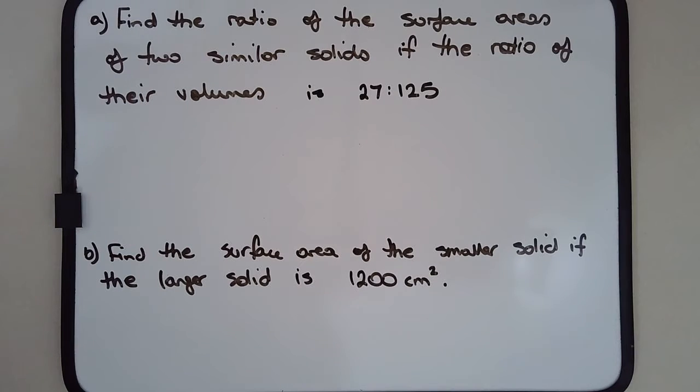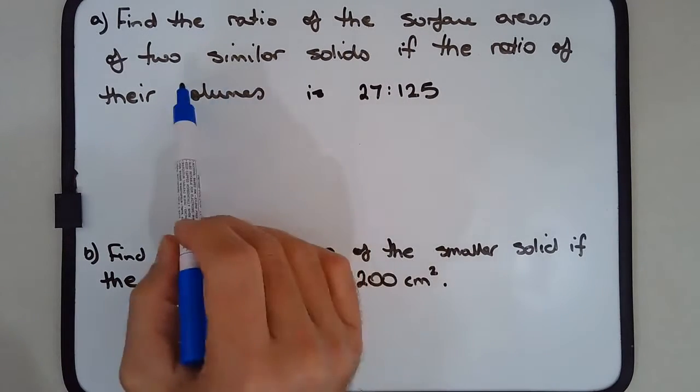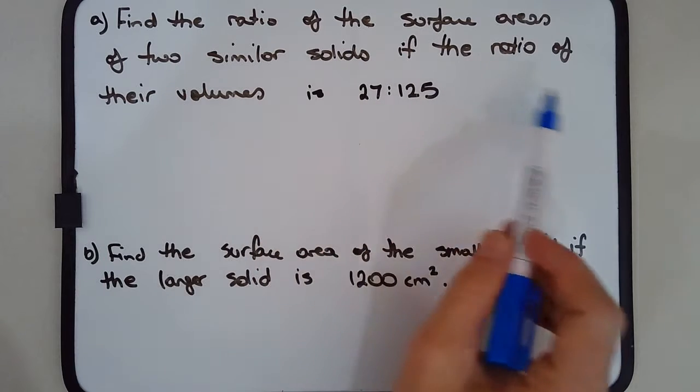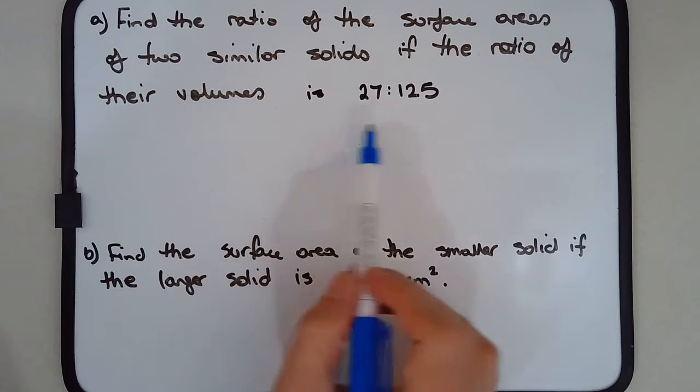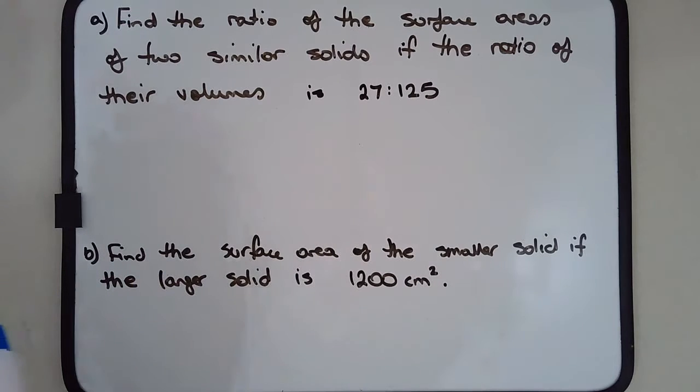In this video, I'm just going to consider an example that involves the ratio of surface area and volume of two similar solids. Let's have a look at part A. Find the ratio of the surface areas of two similar solids if the ratio of their volumes is 27 to 125. So we need to think of the ratio of their side lengths.